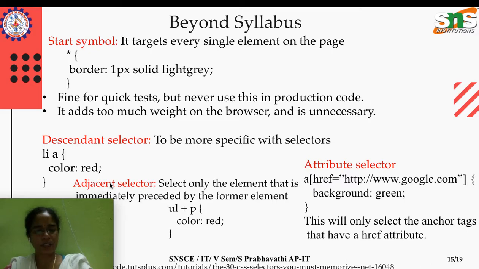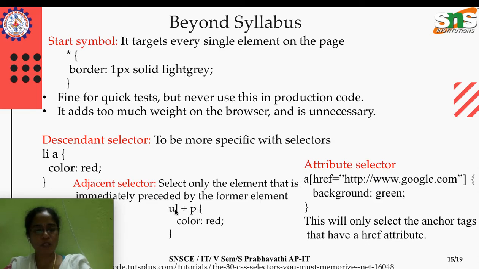And the adjacent selector selects only the element that is immediately preceded by the former element. This might be quite confusing, so I will take you to the demo. Here, ul plus p, within the curly braces we are defining the style rule. What does it mean? After an unordered list, if I have a paragraph element, that paragraph will apply this style. That's the meaning of the adjacent selector.